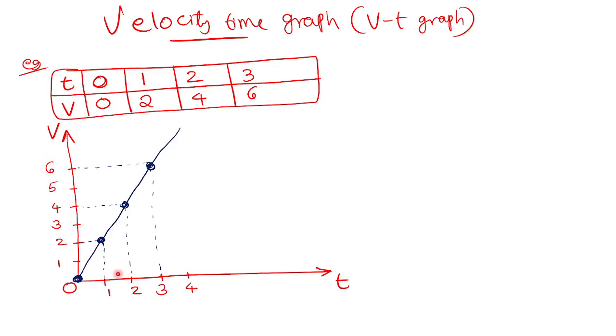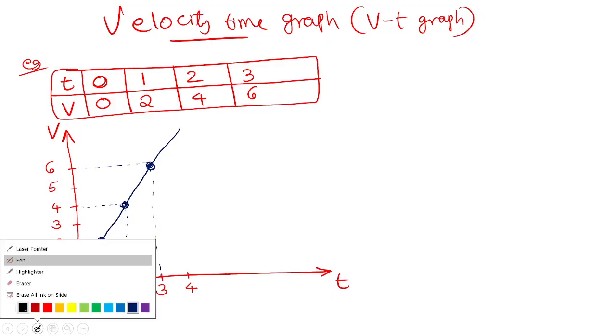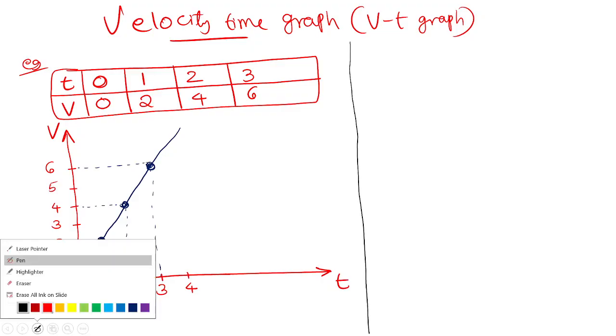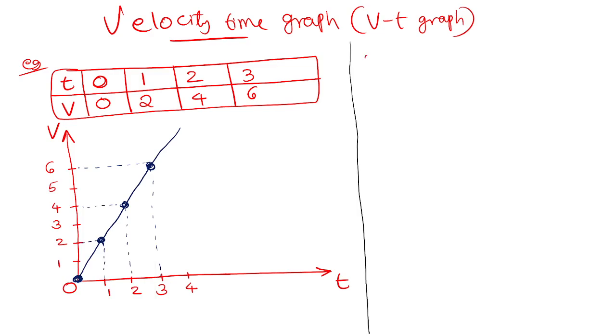Normally, a graph will be given to you. Based on this graph, you have to find out the displacement or acceleration. So from the velocity time graph, you can find out acceleration and displacement. I will explain that. Let me write a title here: finding acceleration from VT graph. We can find out acceleration as well as displacement from the VT graph.